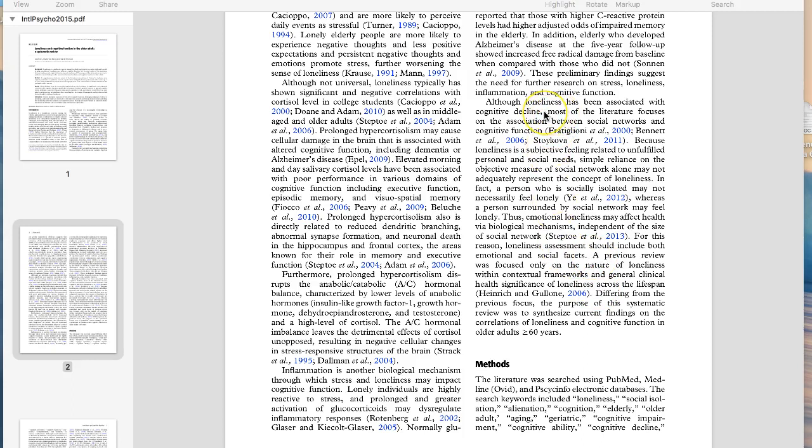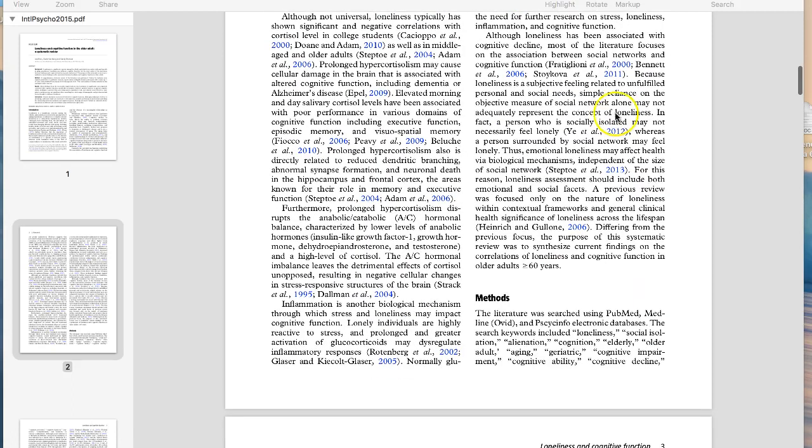So I'm talking about loneliness has been associated with cognitive decline, but most of the literature focuses on the association between social networks and cognitive function. So I'm making the case here that there has been some work with loneliness, but most of it's been in social network, which is similar but not the same. So then I talk about that a little bit.